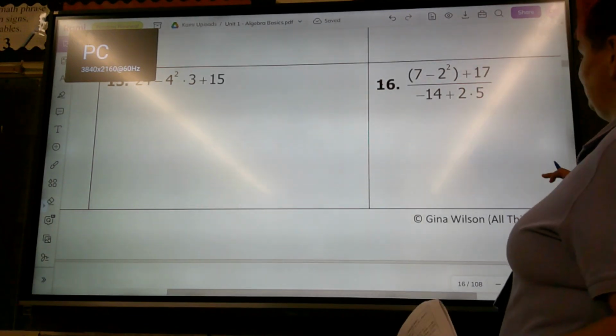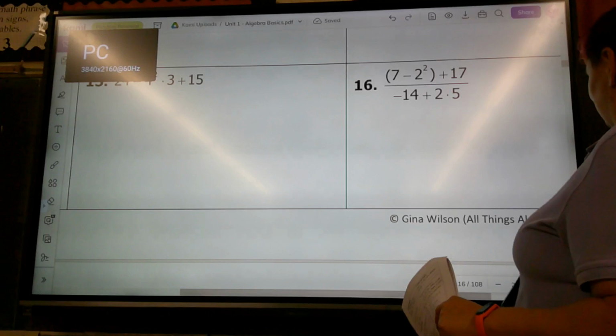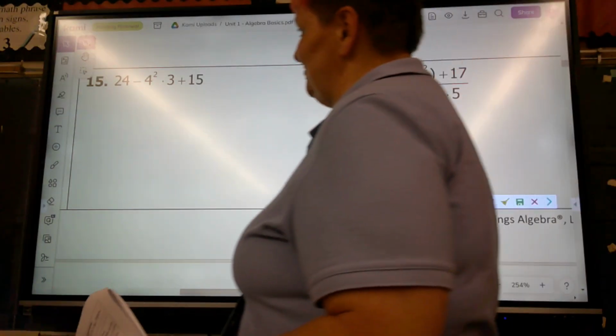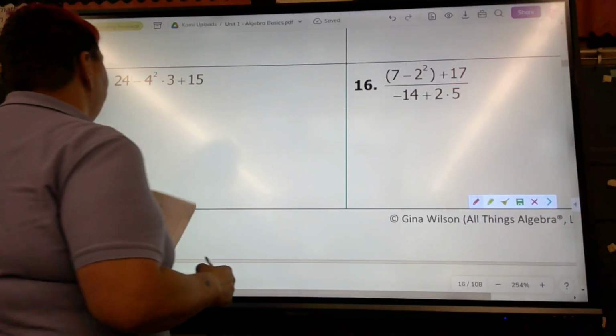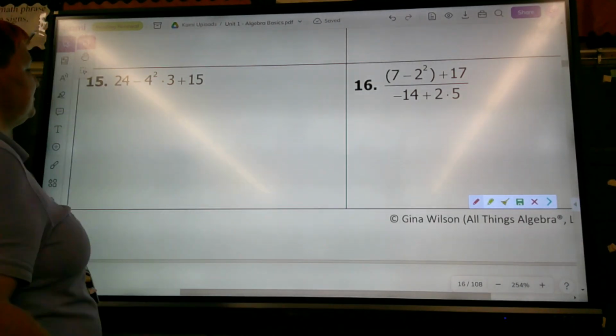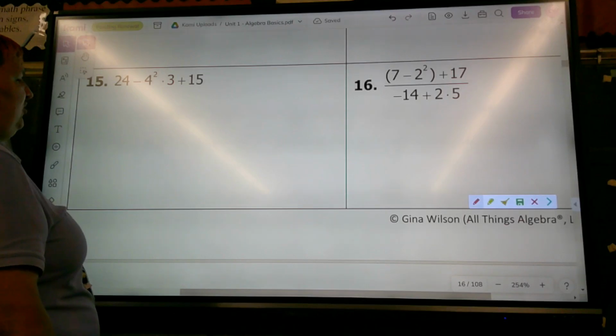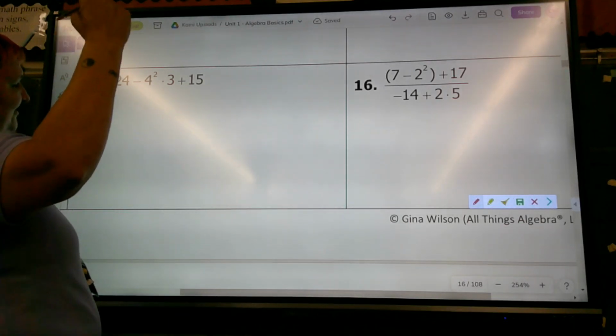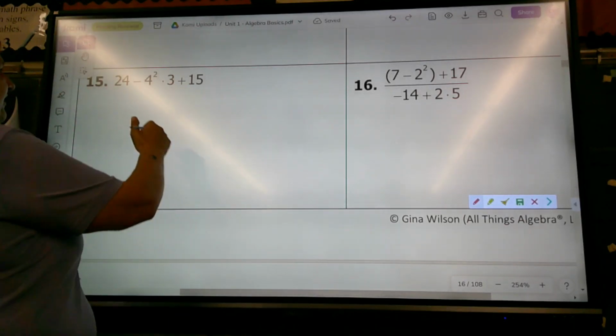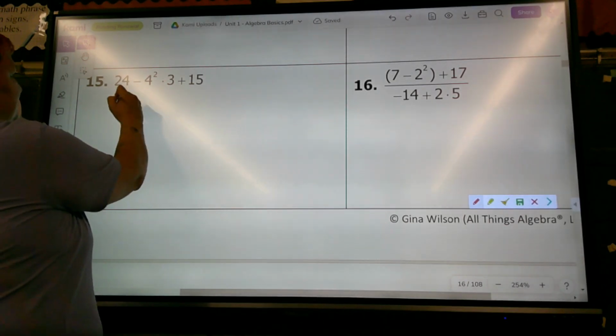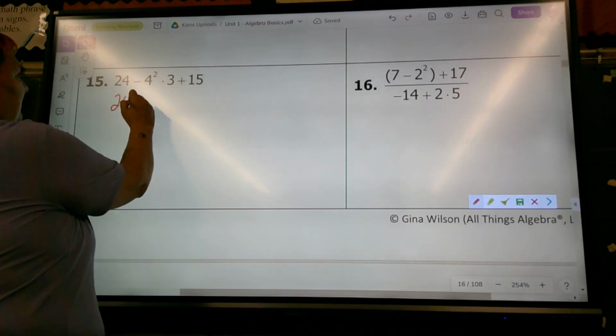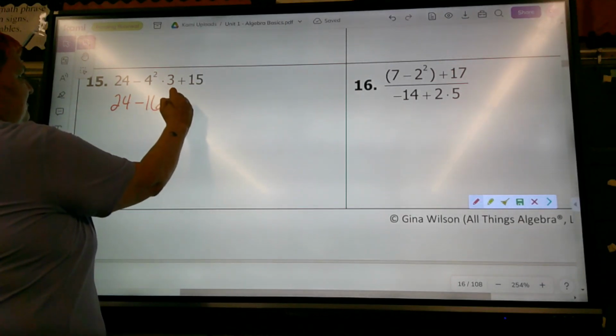You'll notice that I'm doing the hard ones so that you can start off simpler. Right? The next one says 24 minus 4 squared times 3 plus 15. Whew! No parentheses. Yes, but there is an exponent. 4 squared is 16. So 24 minus 16 times 3 plus 15.